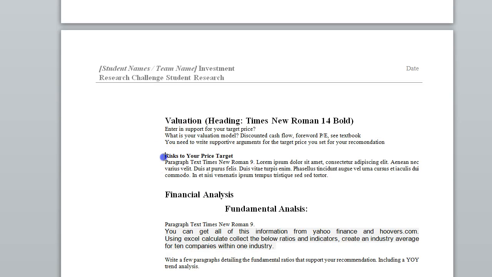And then also include risks to your target price. What are some things that could happen, such as the emergence of a new competitor or internal conflicts? You know, you come up with some risks to not meeting your target price goal. The economy could be in there as well.